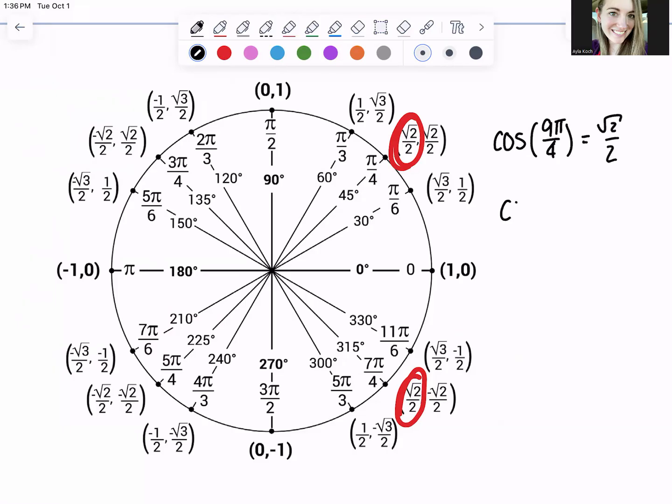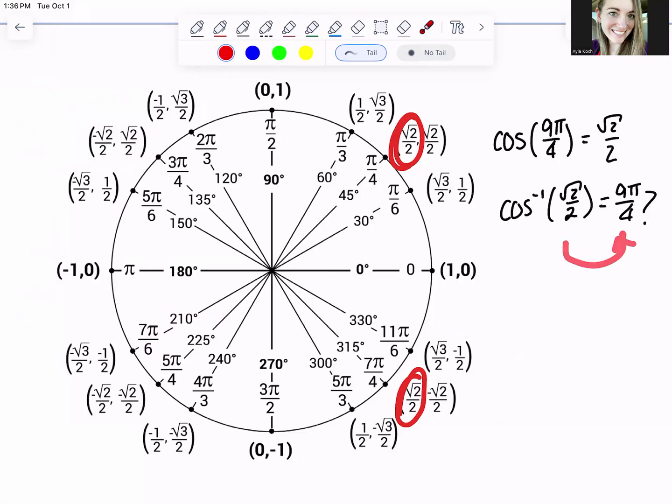So should not cosine inverse of square root 2 over 2 be 9 pi over 4? Should that not be true? I mean, if we think about what inverses do, this should be a true statement, right? But it's not. So we have an issue because we end up with infinitely many angles that can spit out the same values.